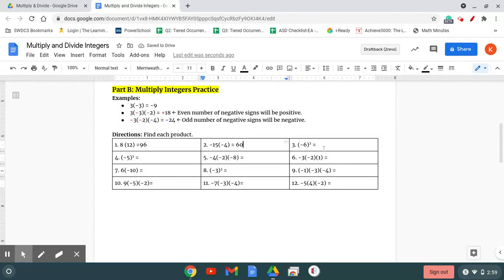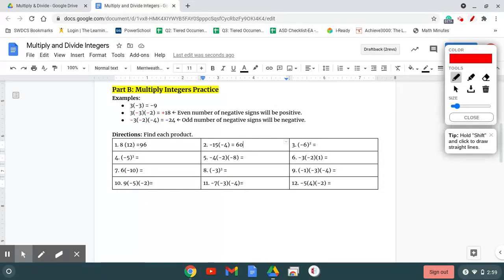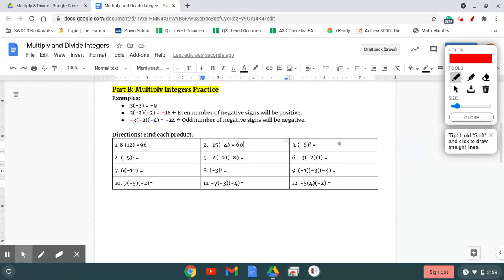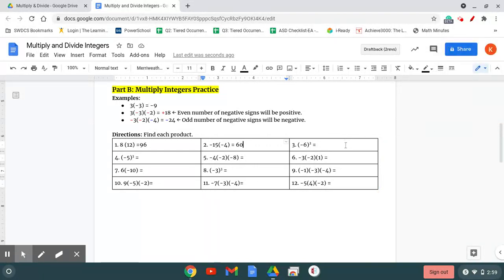All right, number 3. This is what we had up top. So remember, anytime we have a number in parentheses and then it's squared, it's saying we have 2 of whatever is inside those parentheses. So we have 2 negative 6s. So -6 times -6, is that going to be positive or negative? It's going to be positive, because 2 negatives make it positive. And then it's going to just be 6 times 6, which is 36.